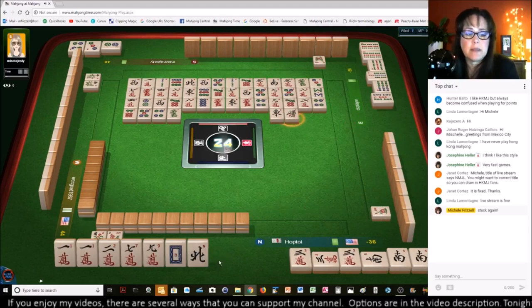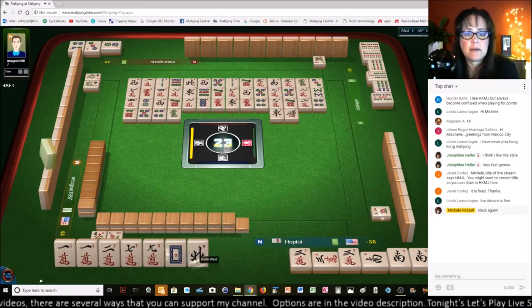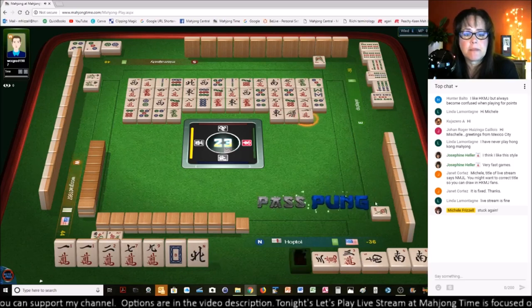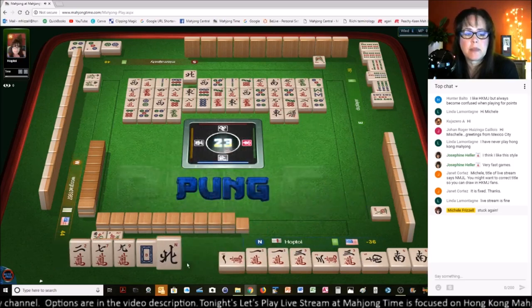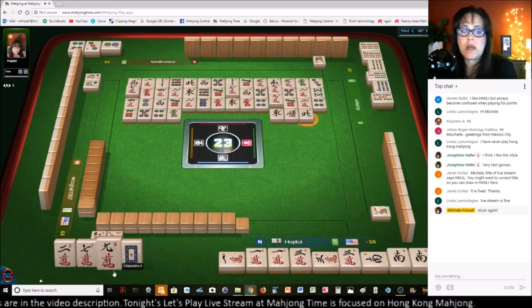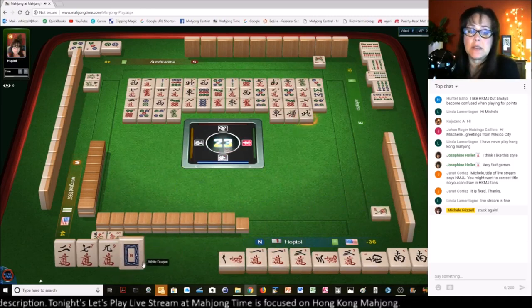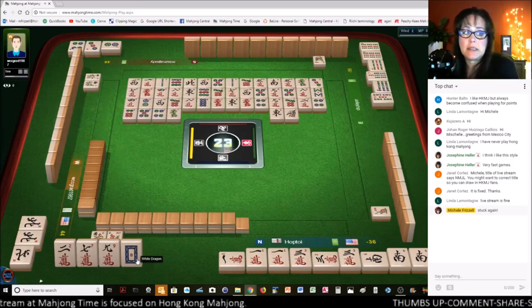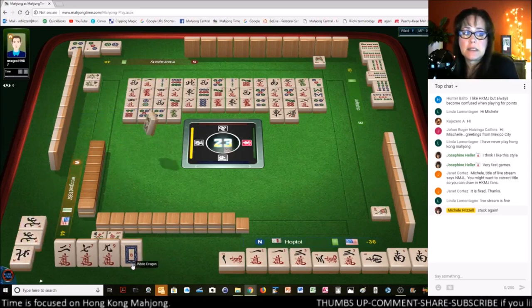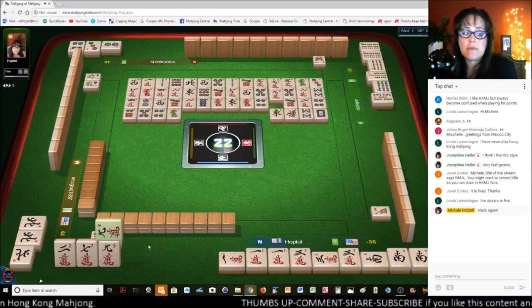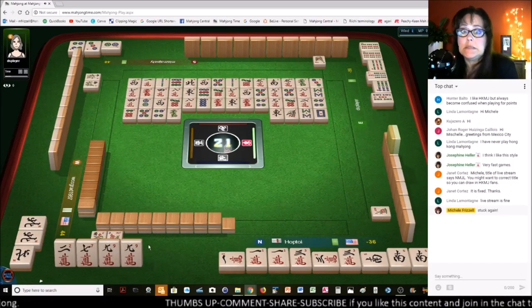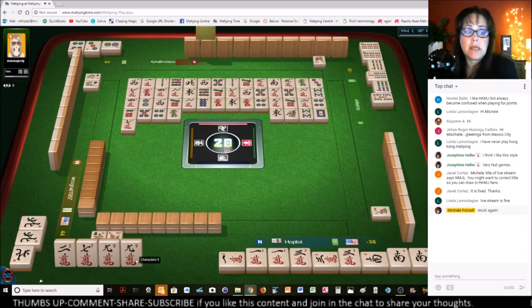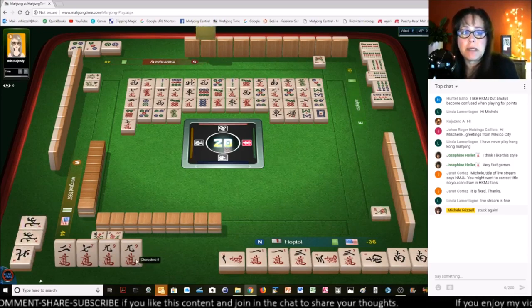1 bamboo. One character. Let's pung. Pung. Now this white dragon is a risky tile. It's not out yet. I need to get rid of it. 8 bamboos. I'm going to get rid of it now. White dragon. Ooh. Scary. 7 characters. Okay, so now we could maybe pung or chow and be ready on a pair.